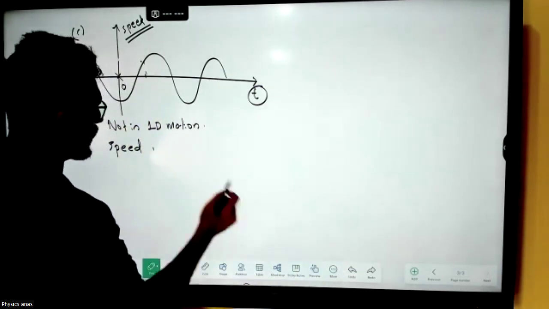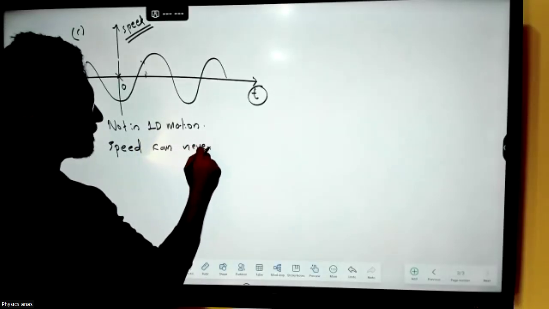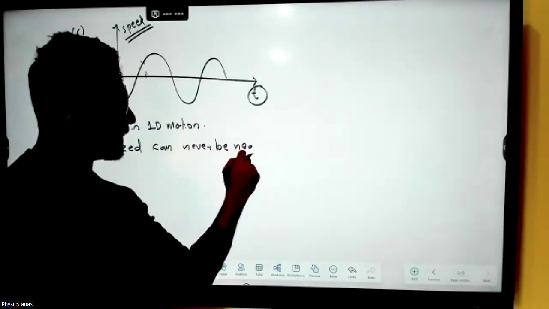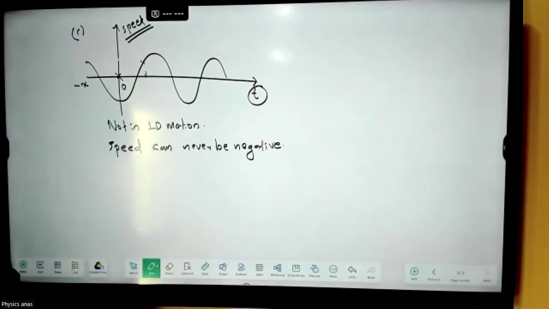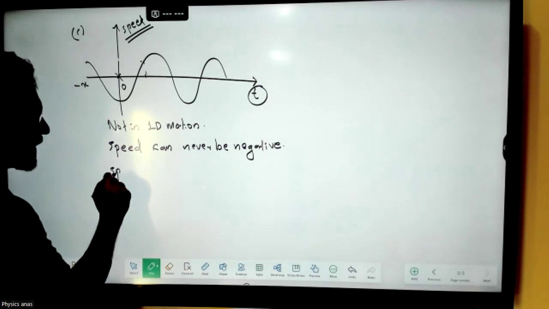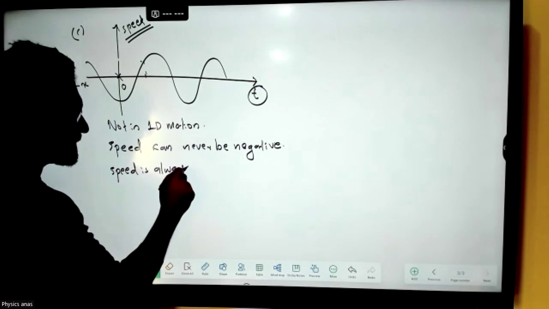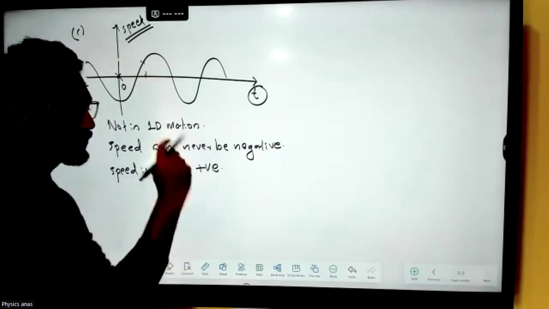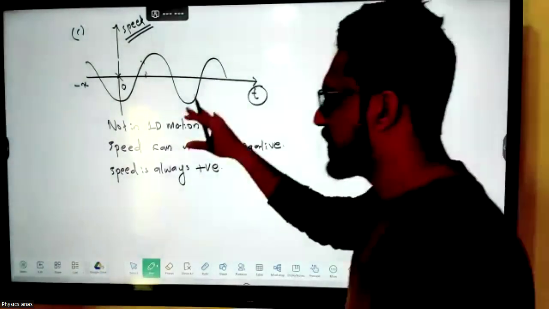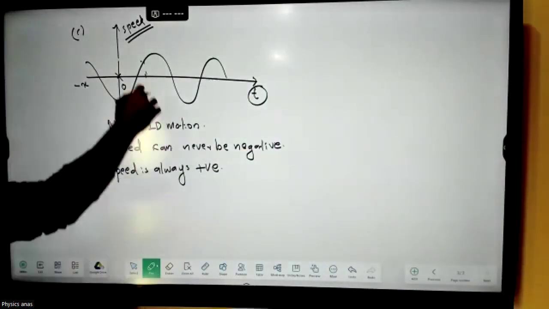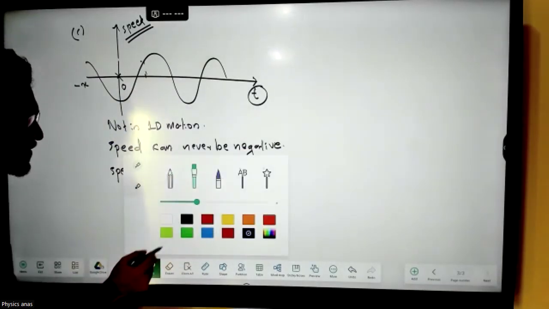Speed can never be negative. Speed is always positive. It cannot be negative. So in this figure, you can see speed is becoming negative. That's not possible. The negative speed is not possible.